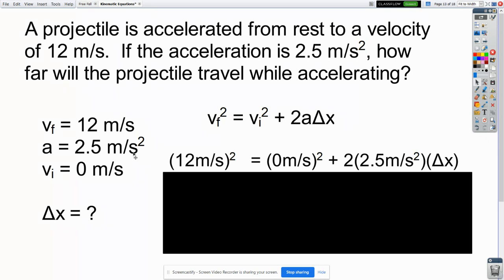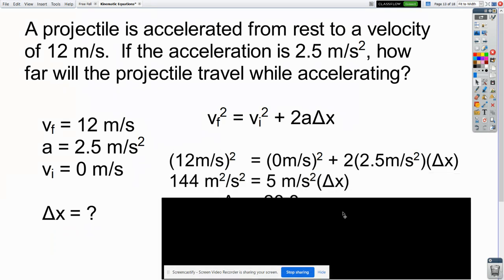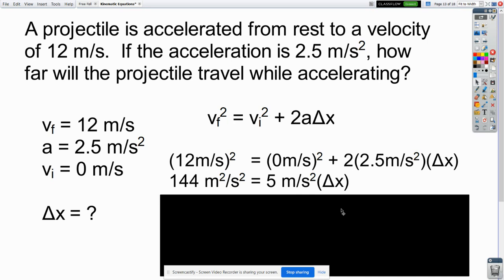I'm going to simplify all this. So I'm going to go ahead and square this, square that, multiply that. That's what I get. 12 meters per second squared would be 144 meters squared per second squared. The 0 just disappears. 2 times 2.5 is 5 meters per second squared. The 2 has no units on it, so nothing changes there.